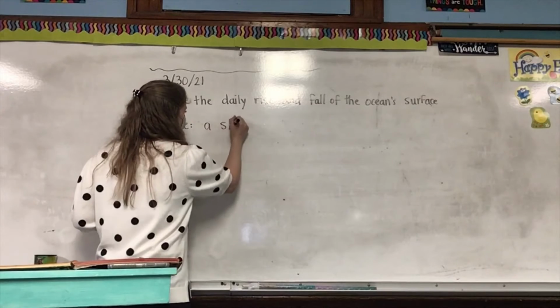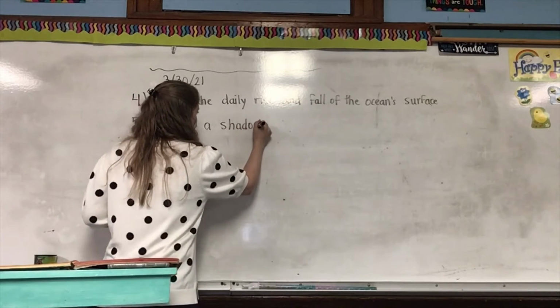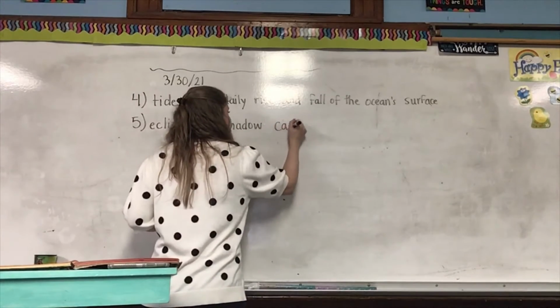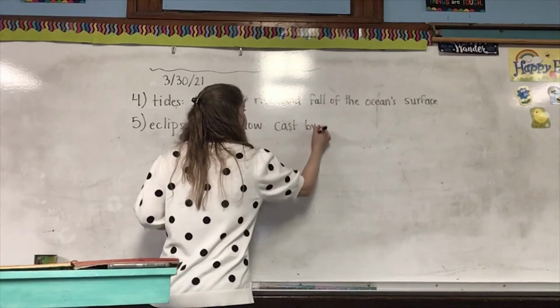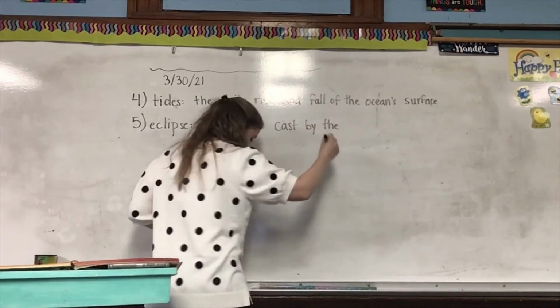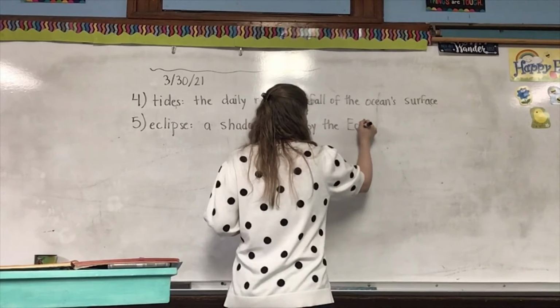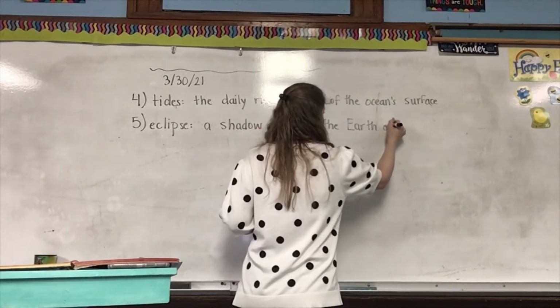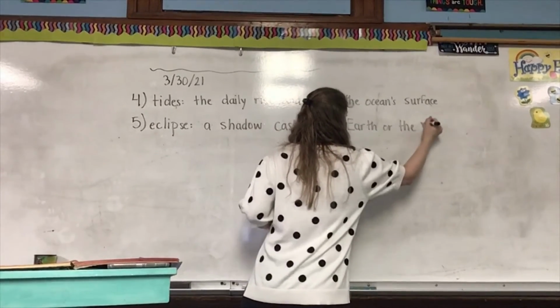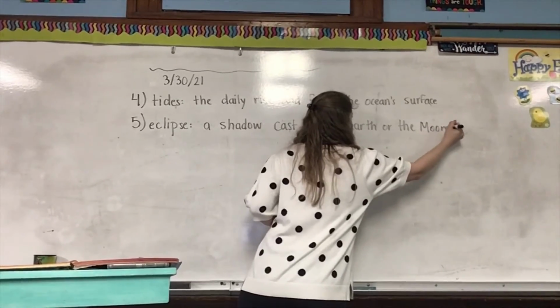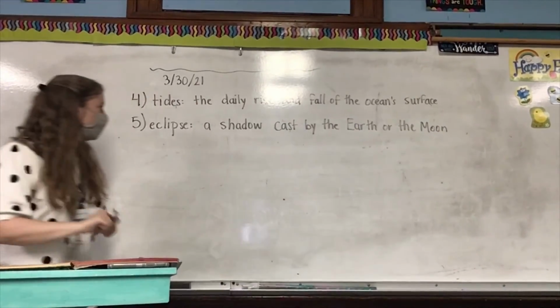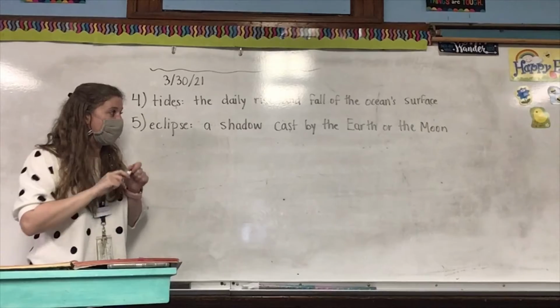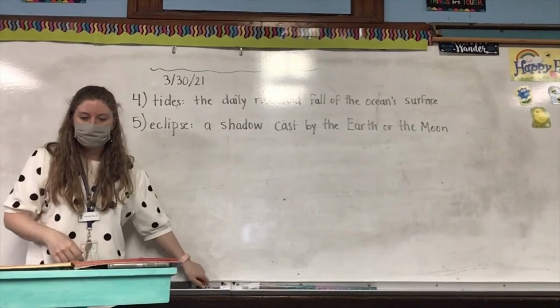A shadow cast by the earth or the moon. So the eclipse is a shadow cast by the earth or the moon.